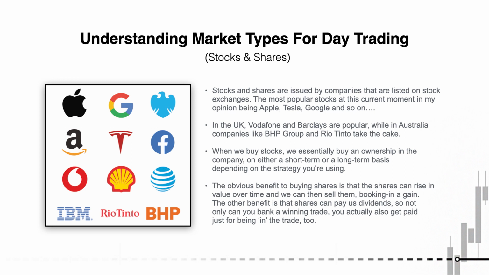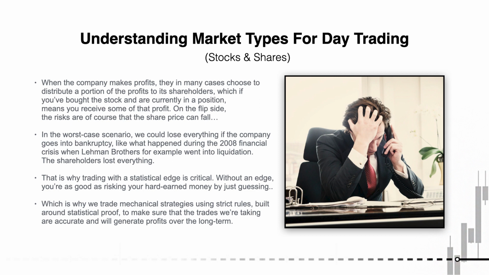The obvious benefit to buying shares is that the shares can rise in value over time and we can then sell them, booking in a profit. The other benefit is that shares can actually pay us dividends too. So not only can you bank a winning trade, you actually get paid just for being in the trade too, which is pretty cool, right? Let me explain how this works. When the company makes profits, they in many cases choose to distribute a portion of the profits to their shareholders, which, if you bought the stock and are currently in a position, means that you receive some of that profit.